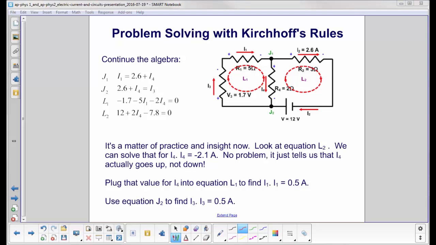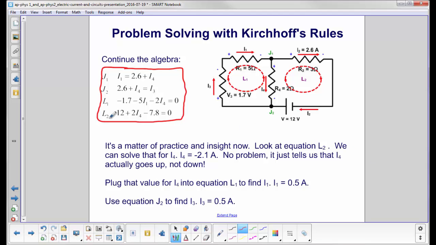Hopefully things are starting to look a little more clear now. We've rewritten our 4 equations, and now we're going to put them all together without all of the stuff that came before. And we're going to look at these and see what we can do with it. And this is where your practice and insight comes in. The more problems like this you do, the easier it gets.